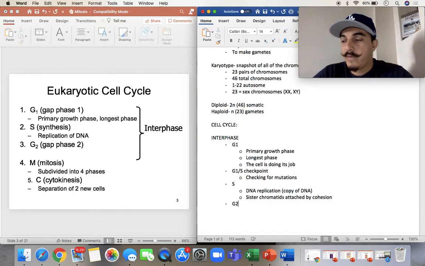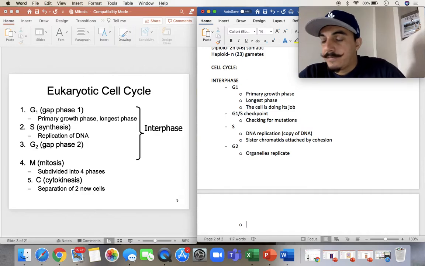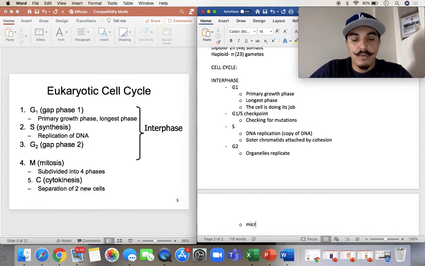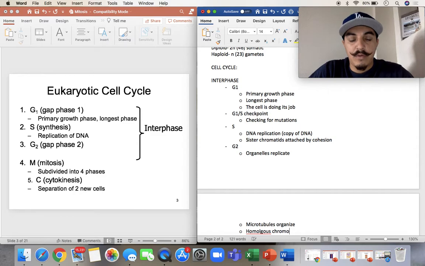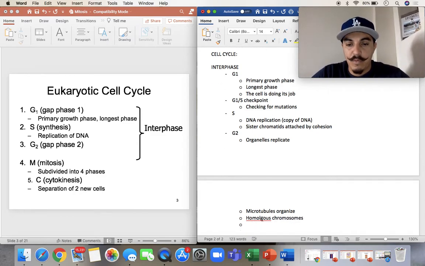And then we have the G2 phase, and this is where organelles replicate, and microtubules are organized. Again, I'll talk about those terms in a little bit. Just make sure we have these in here. This is where you have homologous chromosomes. Homologous chromosomes. There it is.